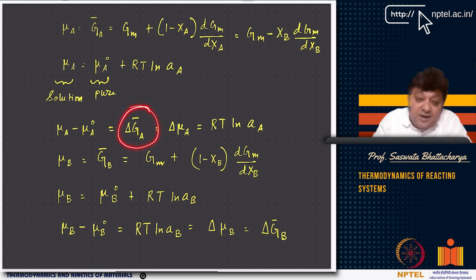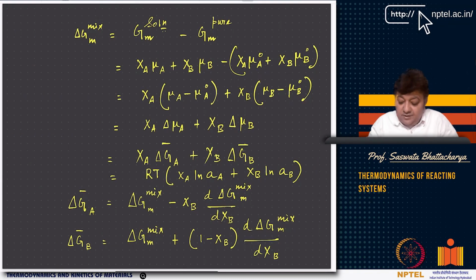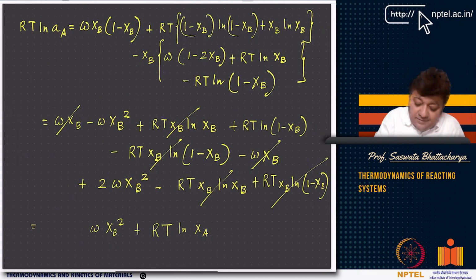Delta G_A bar is the partial molar free energy of mixing for component A. Delta G_B bar is the partial molar free energy of mixing for component B, and that is nothing but RT ln a_A for delta G_A bar. For delta G_B bar, it will be RT ln a_B, right? And you can plot all of these. You can find all of these and equate them, and you can get, for example, RT ln a_A. I am getting it.